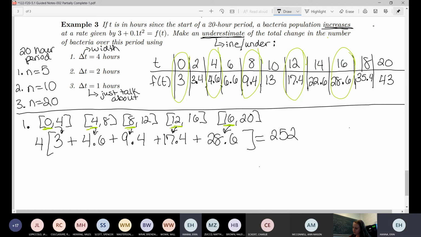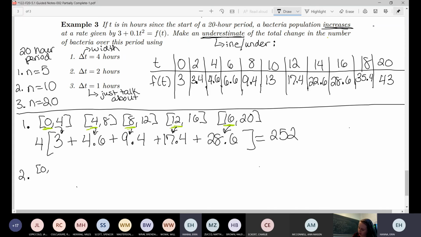Okay. Now part 2 is going to be a lot of writing because we have to use 10 terms, which is again why the largest one I will ever ask you to do is with 10 terms. I don't know how crazy Wiley's going to get. But our width here is now 2.